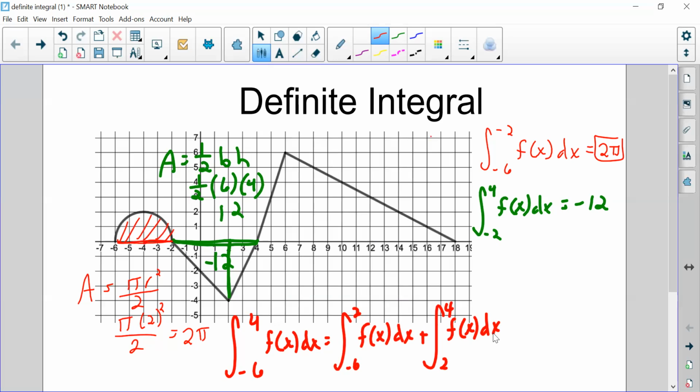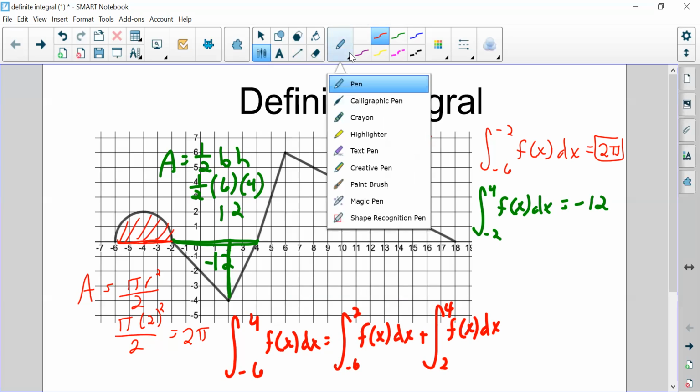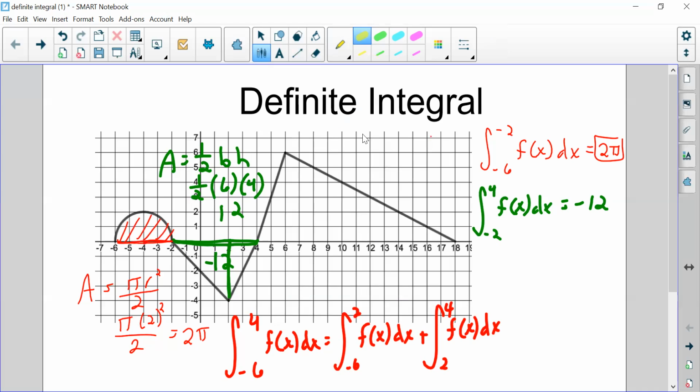Now the key to knowing you broke it up correctly is to notice that the upper bound of this integral is equal to the lower bound of this integral. -2. Sorry, it should be -2, thank you. I forgot my negative sign. It is equal to that lower bound there. And what's left over, if I put those together, should be equal to our original.